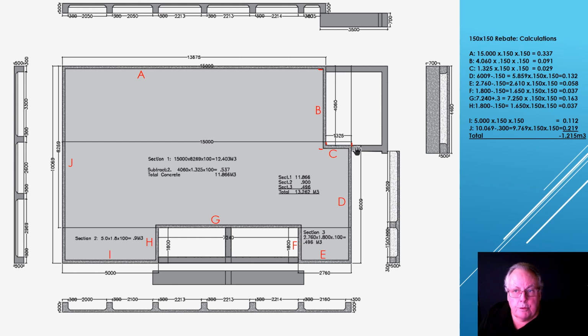So what I've done with this is basically gone around A, B, C, D, so on and so forth, all the way around the perimeter, and I've listed them here and calculated the total length of the 150 by 150 rebate, and this needs to be subtracted from our concrete total. And so there you can see it there, it comes up with a total amount of minus 1.215 cubic meters of concrete.